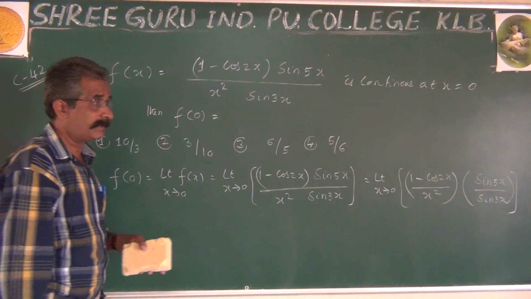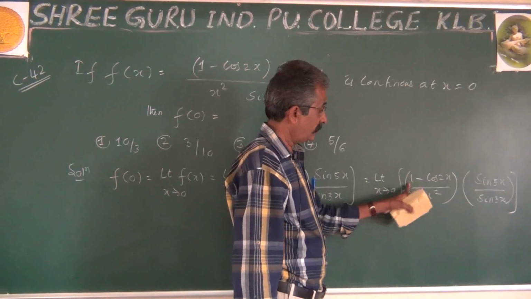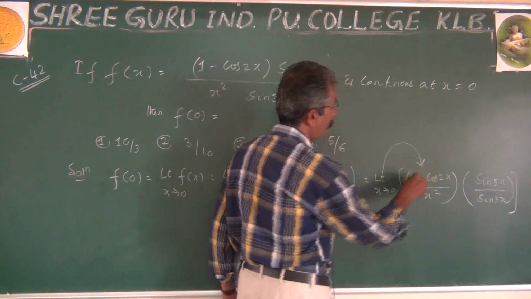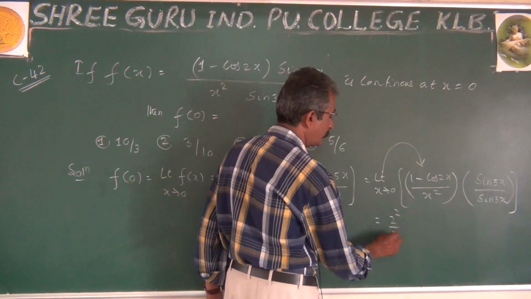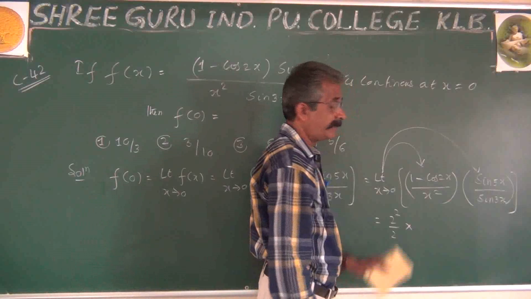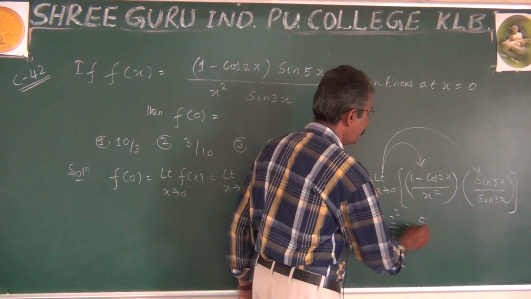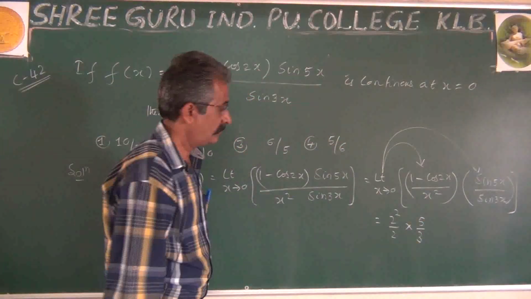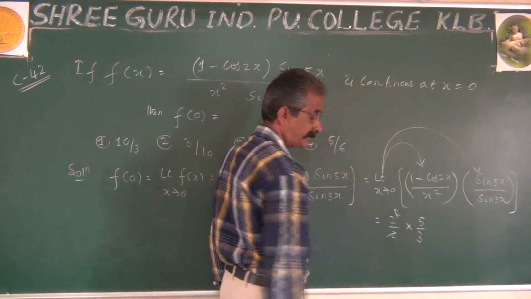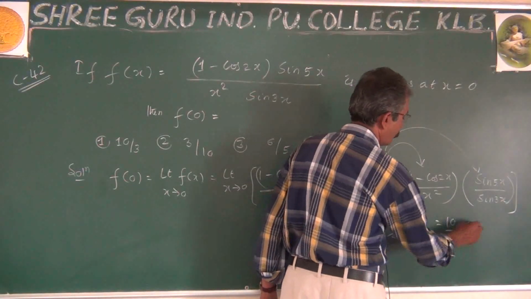Now we apply the shortcut method. Recall yesterday's class: it is just like 1 minus cos mx by x square. So the limit of 1 minus cos mx by x square is m square by 2. For this term, the answer is 2 square by 2. Whereas for the second limit, sin mx by sin nx, or sin ax by sin bx, the answer is a divided by b, which means it is 5 divided by 3. So 2 square is 4, and the 1 by 2 will in fact cancel out. 2 fives are 10 divided by 3 is the answer.